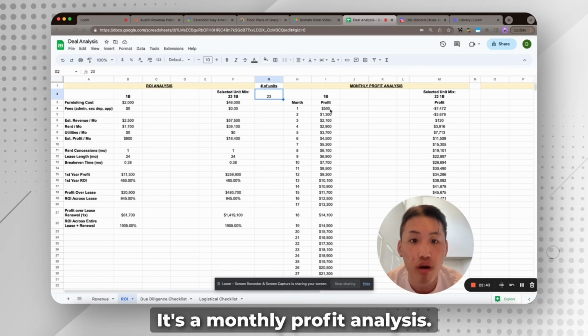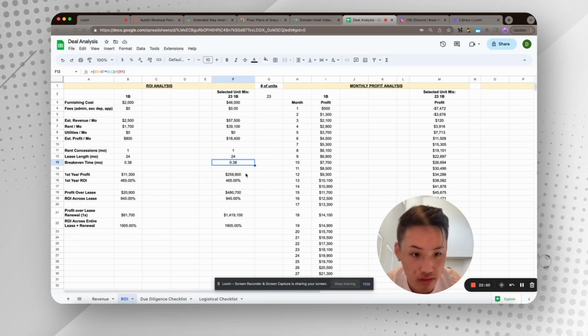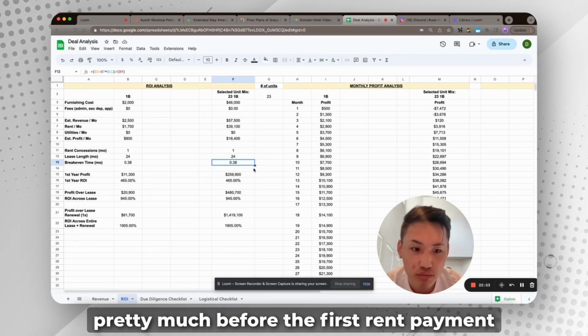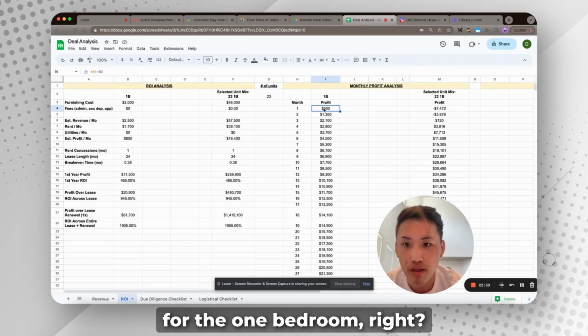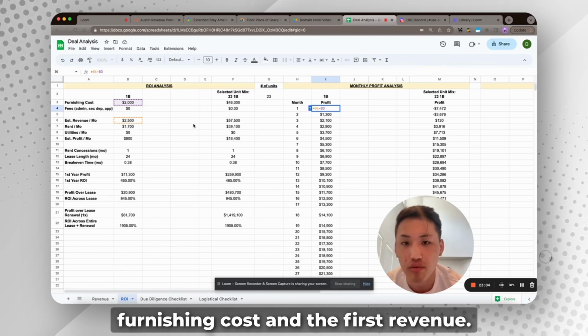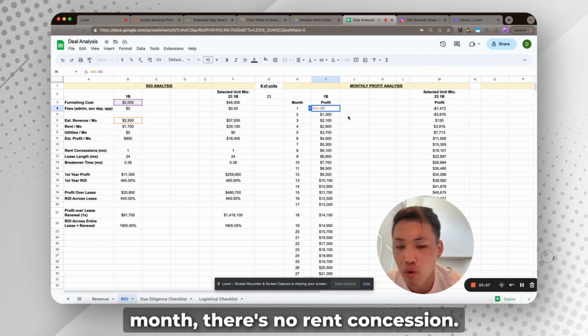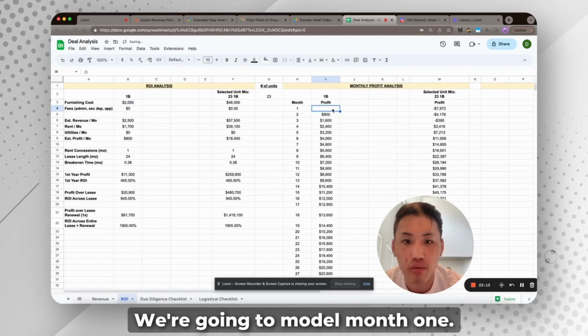Okay? So monthly profit analysis. Like we mentioned, break-even time is 0.38 months. So we're going to break even pretty much before the first rent payment comes. So month 1, this is for the 1 bedroom, right? This formula takes into account the furnishing cost and the first revenue. Because we have a free month, there's no rent concession. Actually, I'm going to make this more formulaic. So here's what happens. We're going to model month 1.